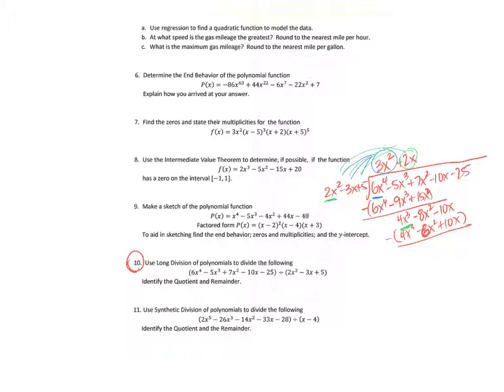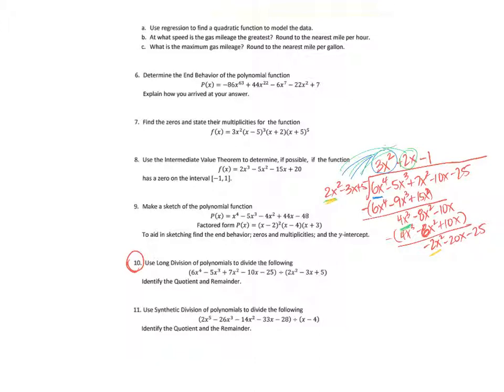So 4x cubed minus 4x cubed, that's 0x cubed. Negative 8x squared plus 6x squared is going to be minus 2x squared. And negative 10x minus 10x is minus 20x. And then I can drop down the minus 25. Okay, we're almost done. So I want to look at what do I need to multiply 2x squared by to get negative 2x squared, and the answer then would be negative 1. And so then I'm going to bring all that here.